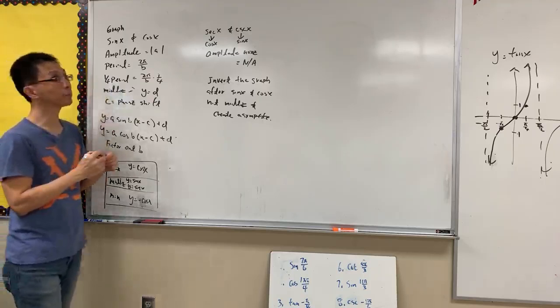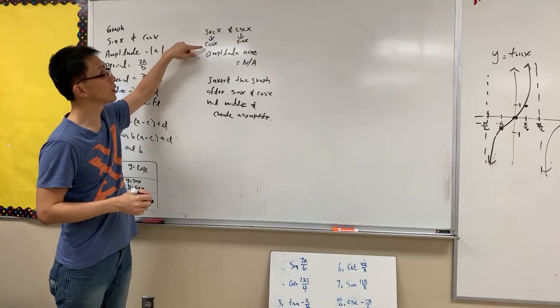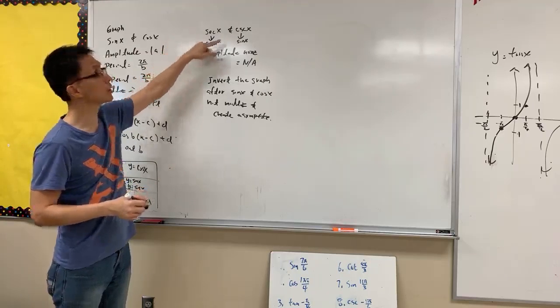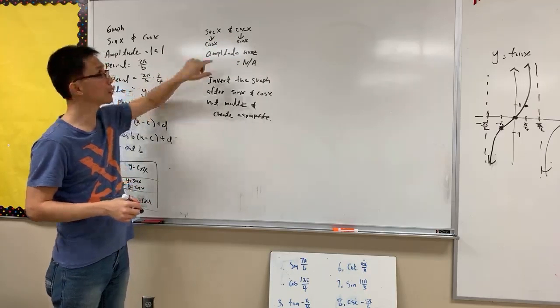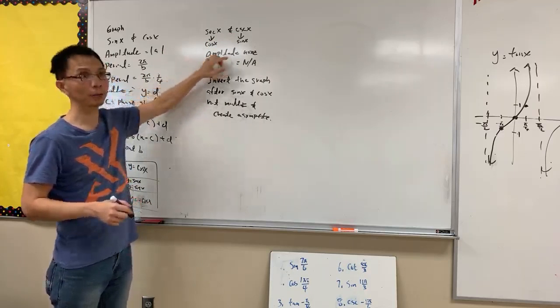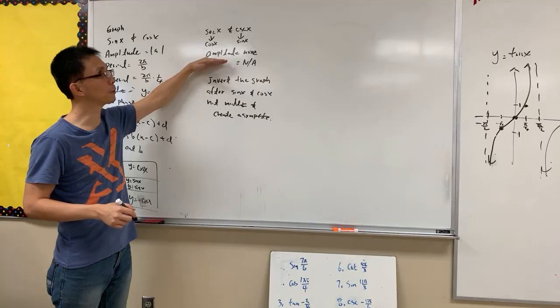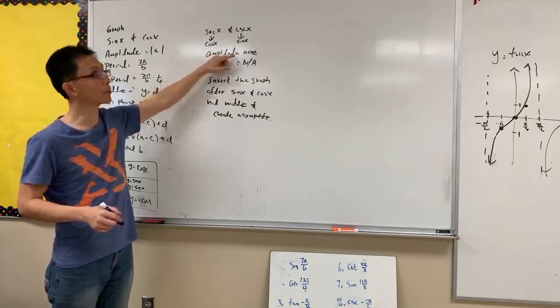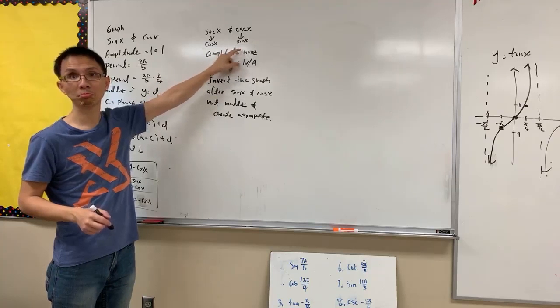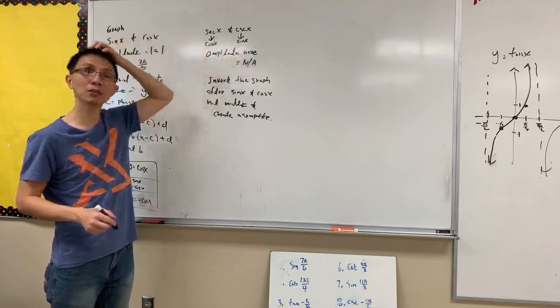And for secant of x, you're graphing cosine of x. For cosecant of x, you graph sine of x. Amplitude. Now, nobody got this one correct, so I don't really blame you. For those of you guys coming to take it this afternoon, the amplitude is none. There is no amplitude for secant and cosecant.